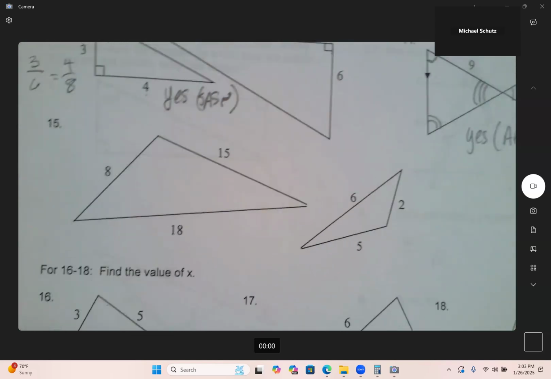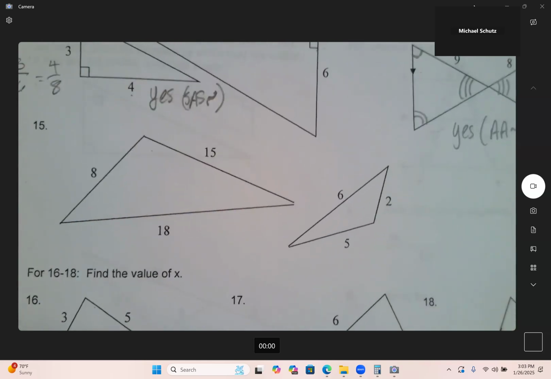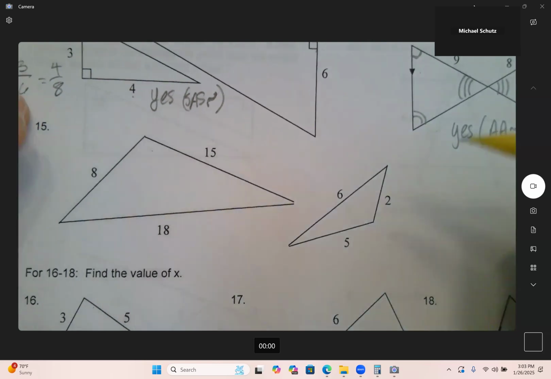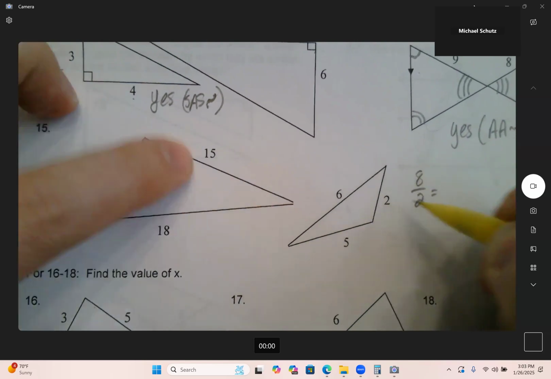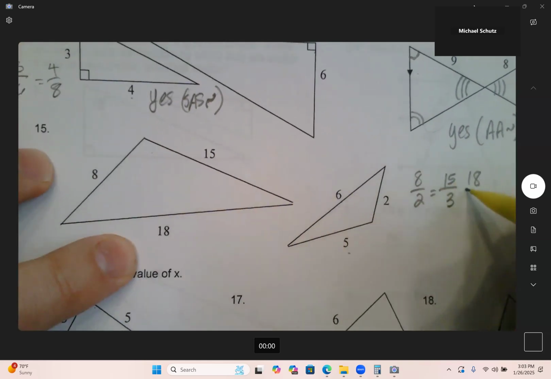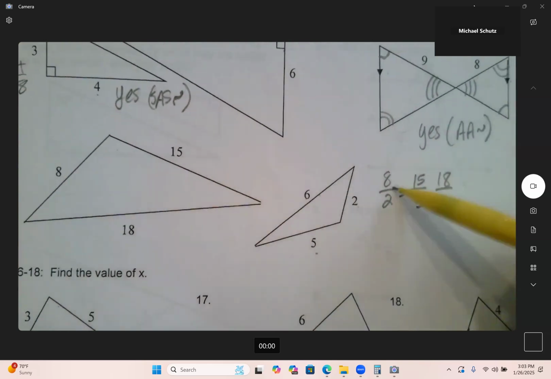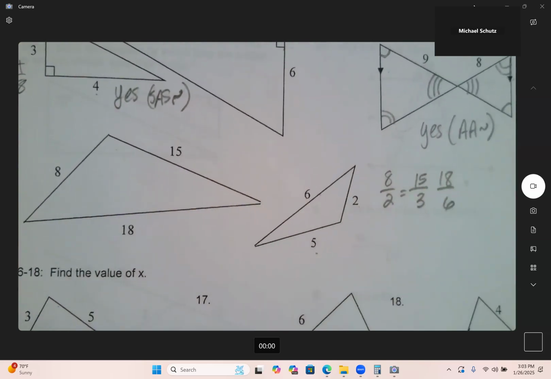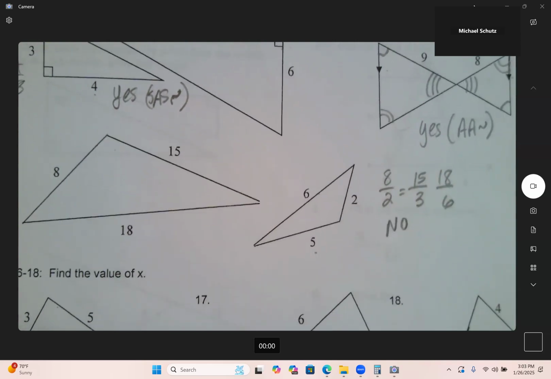Okay, let's look at number 15. If it's going to be anything, it's going to be side, side, side, because we don't know anything about the angles. What we have to do is match small to small, medium to medium, and large to large. Unfortunately, this is 4, this is 5, and this is 3. So this is a no. They are not similar, because even though it looks like side, side, side similarity, it is not, because the ratios are not the same.